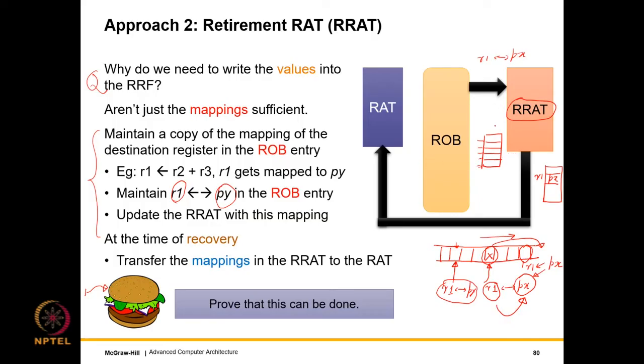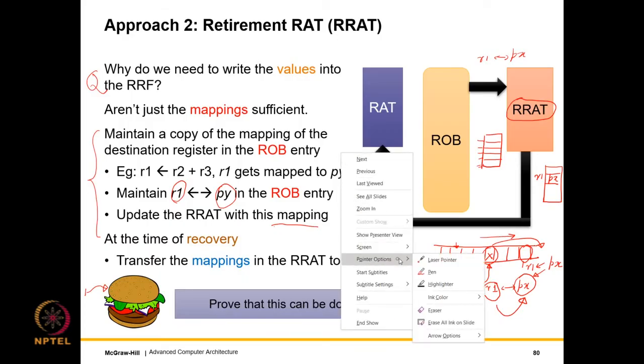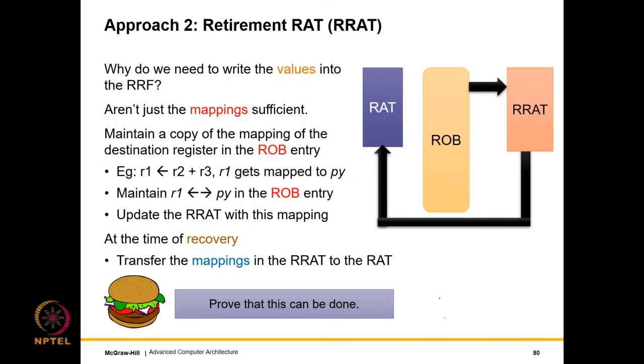So given that fact, what the RRAT basically contains is the commit time checkpoint, or the fact of what the mapping was when this instruction was being renamed. So that would be the latest mapping from the point of view of this instruction. So we keep on updating the RRAT with this mapping. So what is the advantage of doing this? Well, the advantage is like this, that when we want to recover, let me draw the same diagram again and then I will talk about what the advantage is.